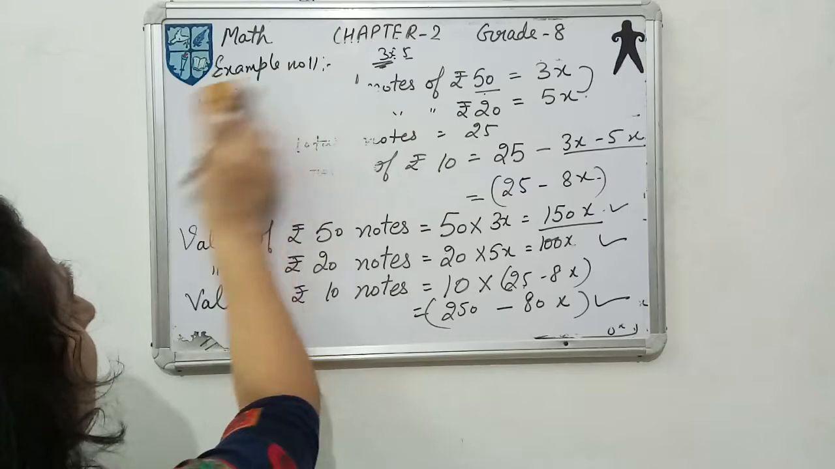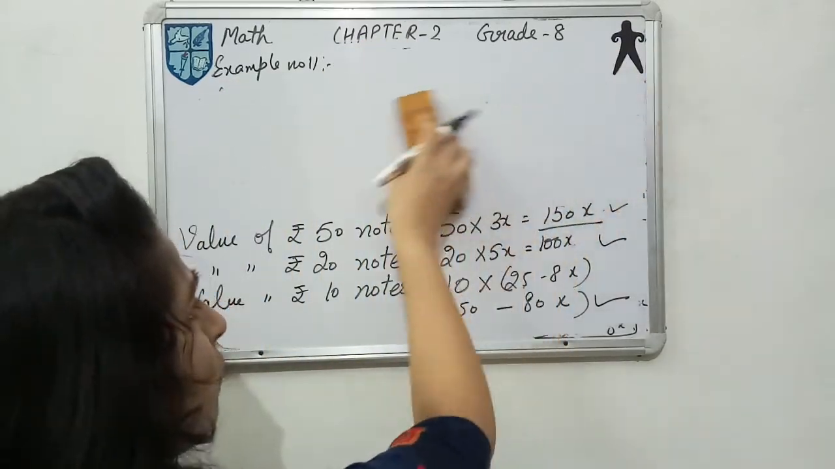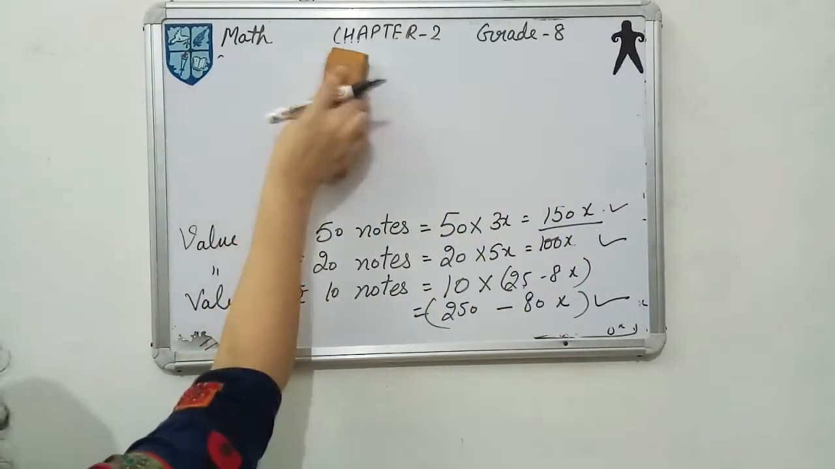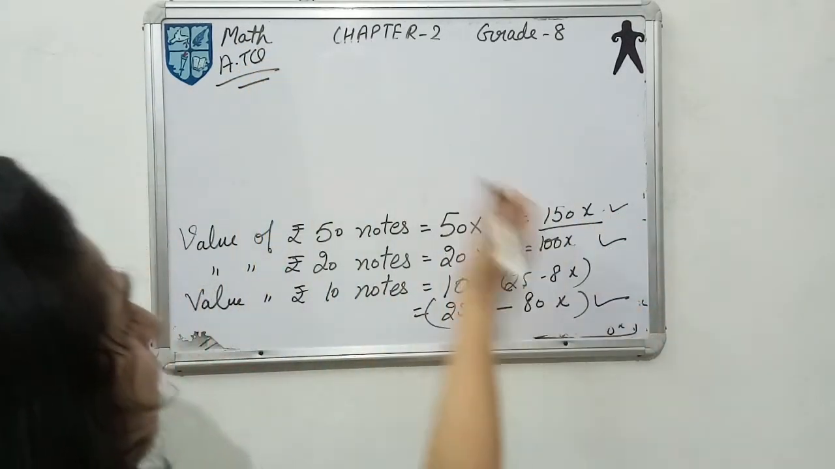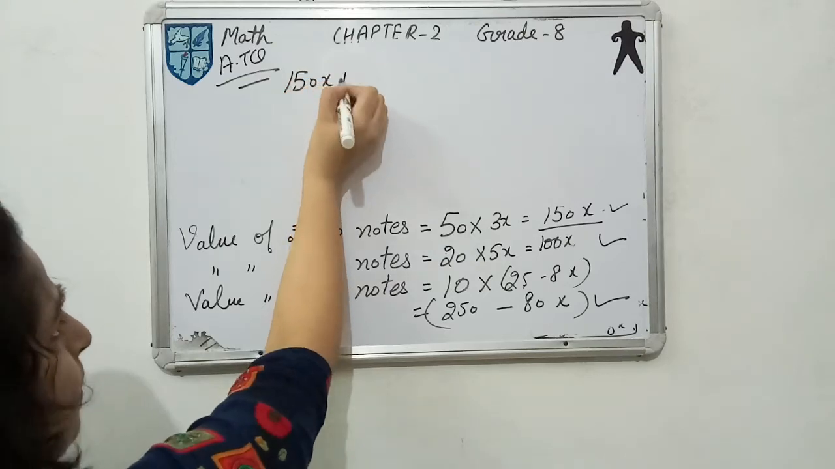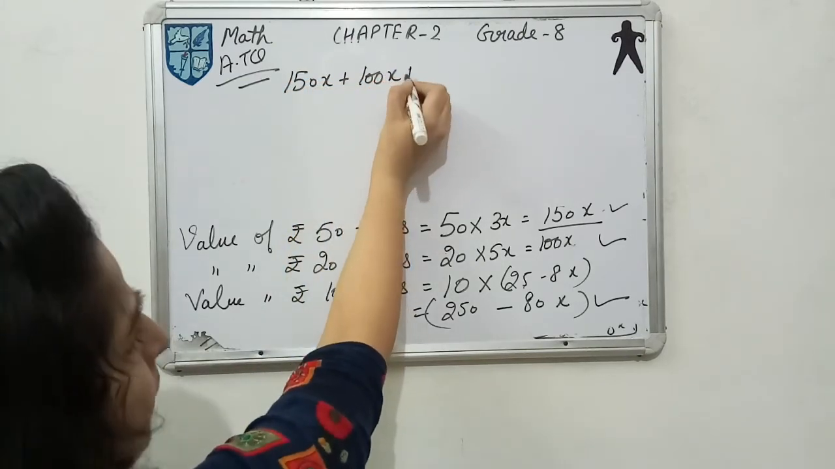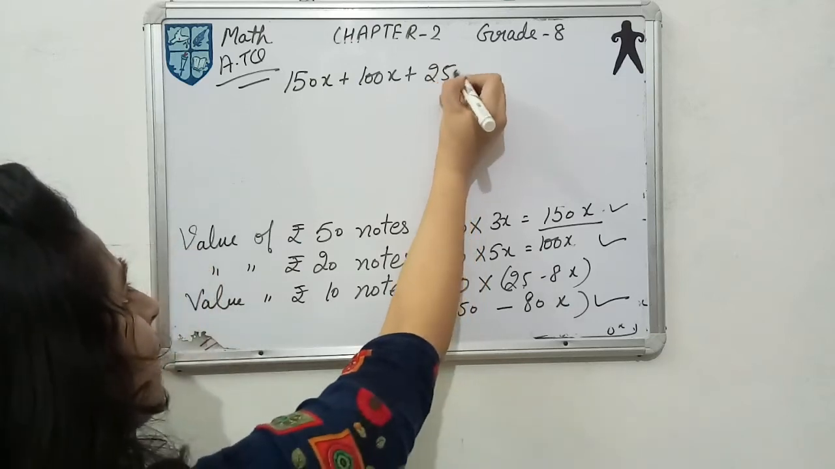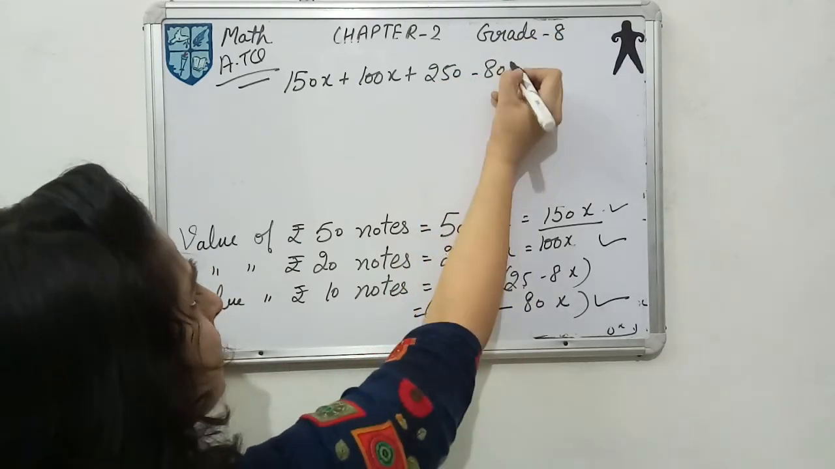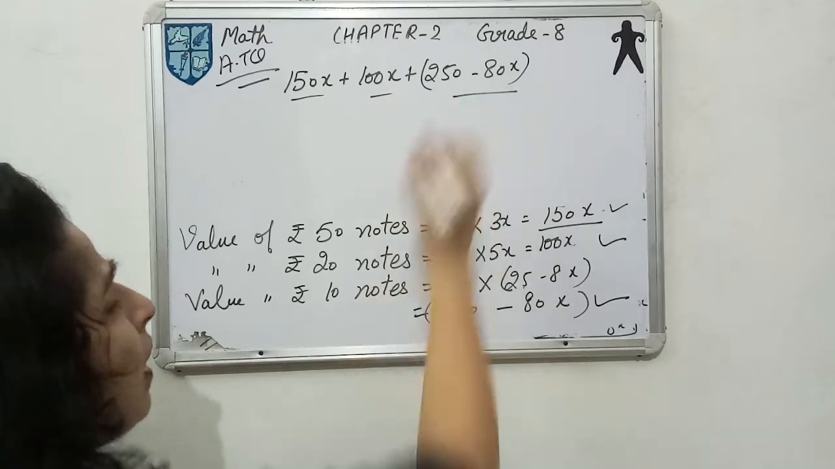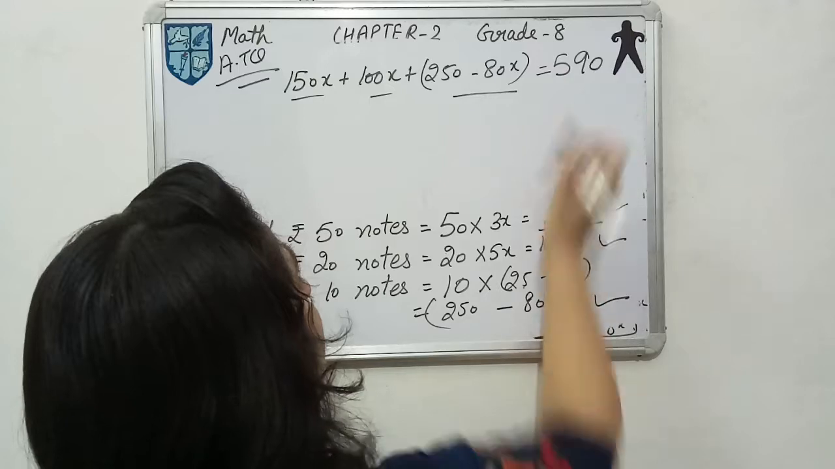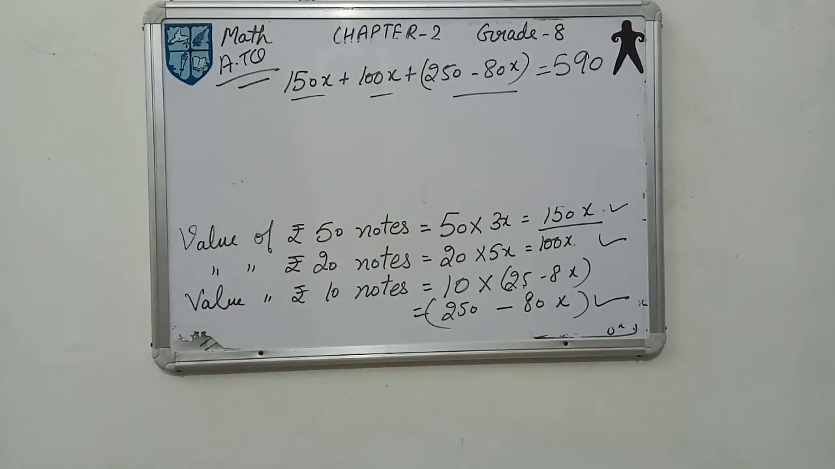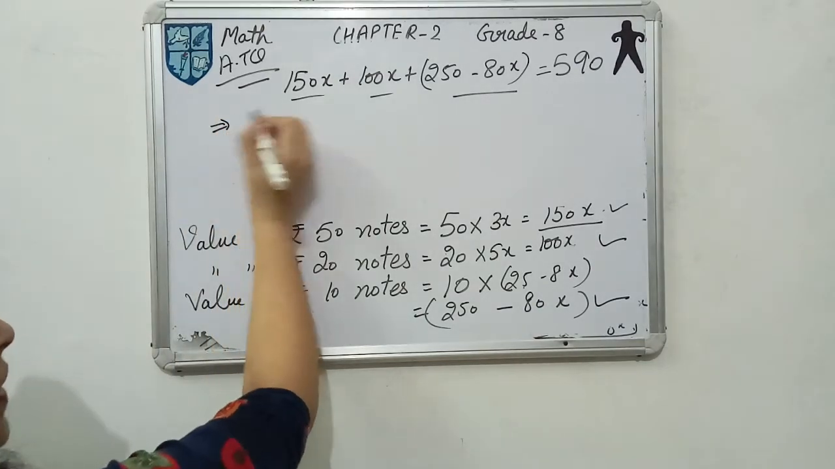So from this we will make an equation. Fine. So what we will write here, we will write according to the question, we will add these three. Okay, 150x plus 100x plus this 250 minus 80x. So these three are the denomination values, and the total cash they said you have is 590 rupees, which is given in the question. So now what to do? You just need to solve this equation to find out the value of x.